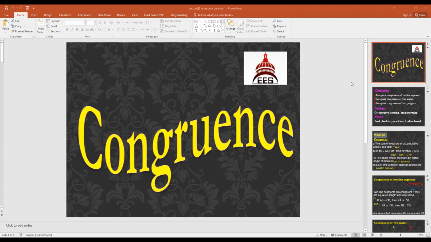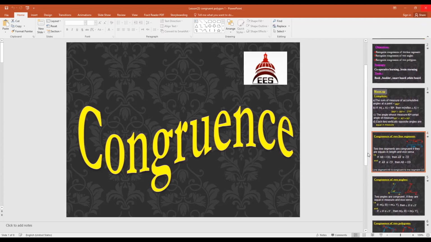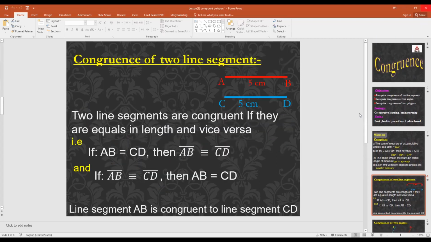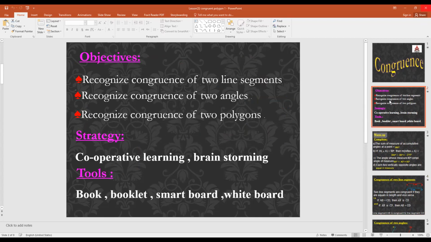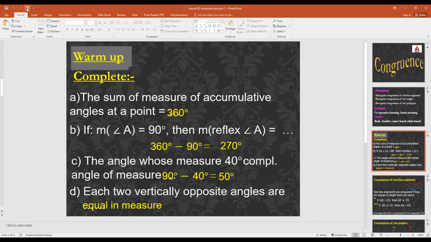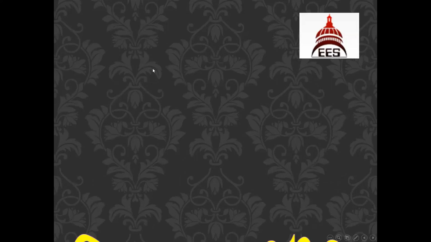And if two straight lines intersect, then the vertically opposite angles are equal in measure. Today, inshallah, we will study congruence. In this lesson, we will study how to know that two line segments are congruent, recognize the congruence of two angles, and recognize the congruence of two polygons. Let's make a quick revision about what we studied in the last session.